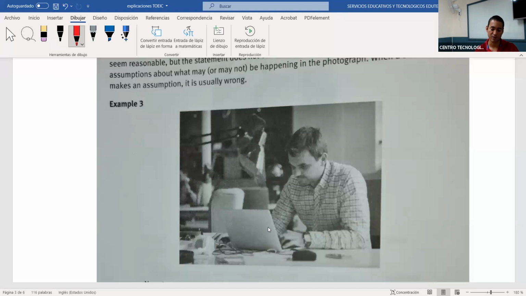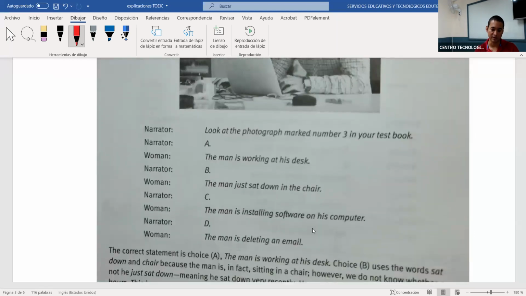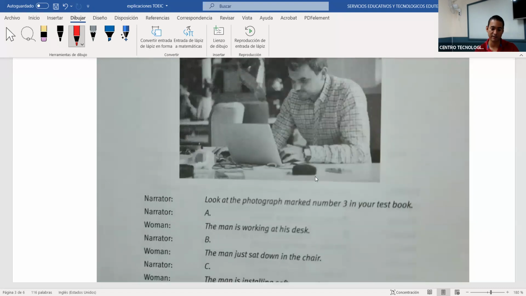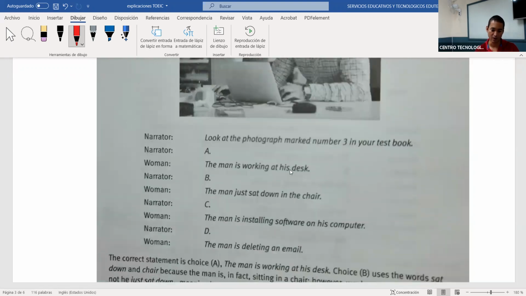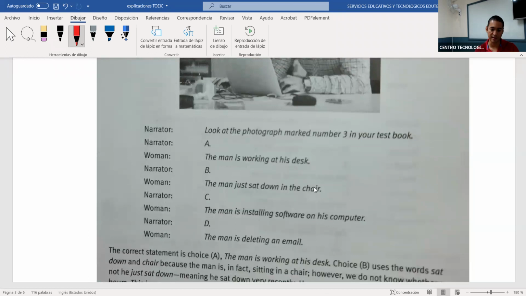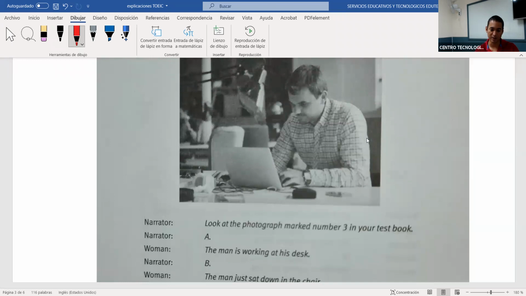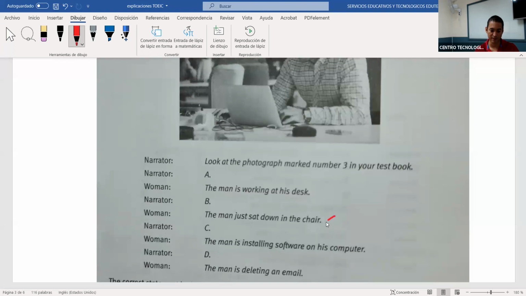So for example, here let's see the possible choices. The man is working at his desk. He's sitting at the desk. We know that. The man just sat down in the chair. Do we know that he just sat down? Were you there at the office? Could you see that he just sat down? So, for example, this is a false assumption. You don't have that information in the picture.